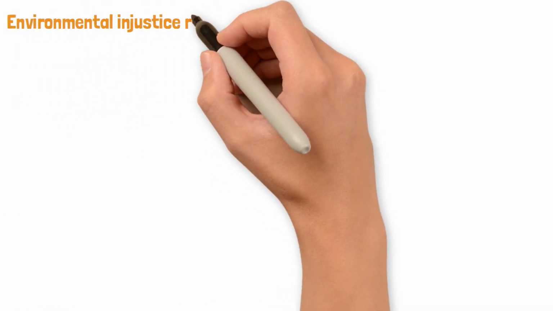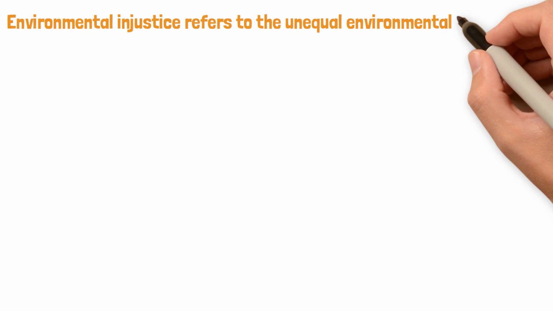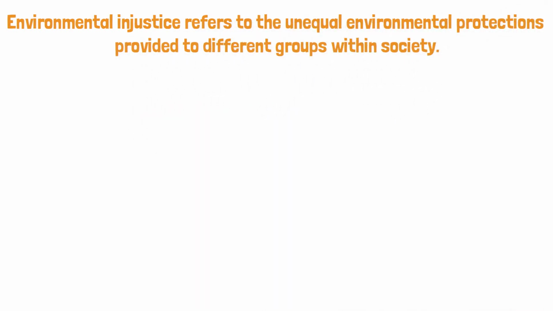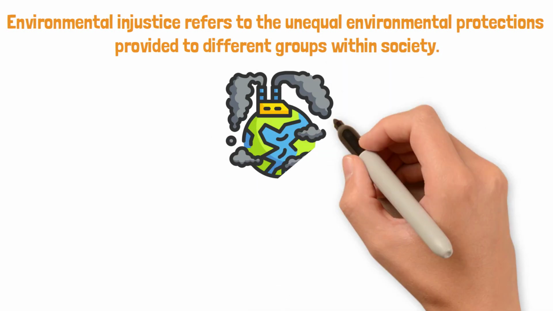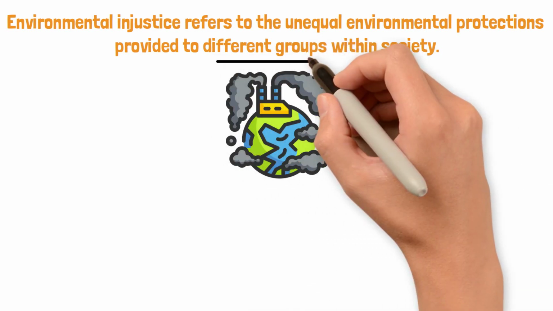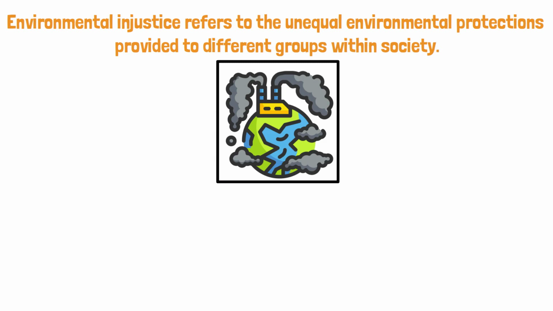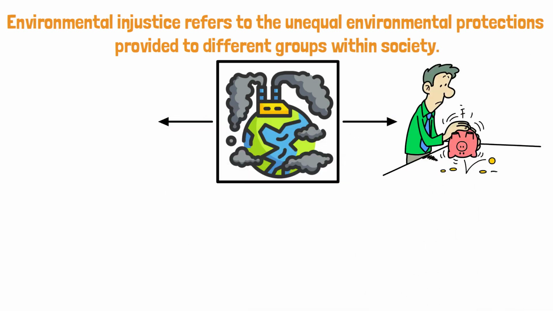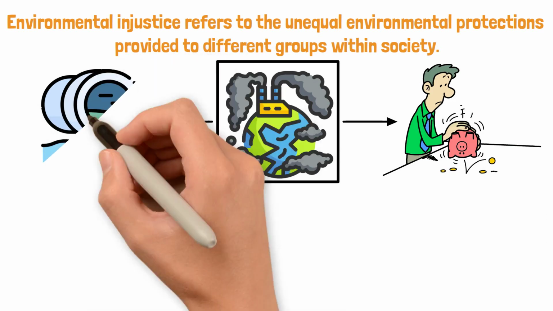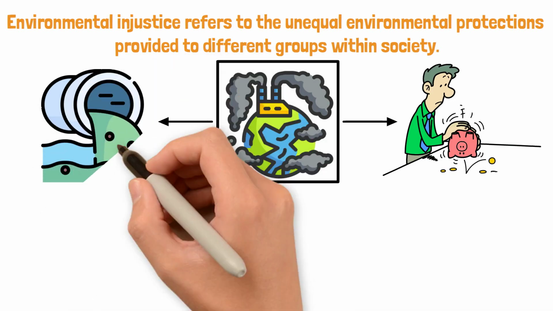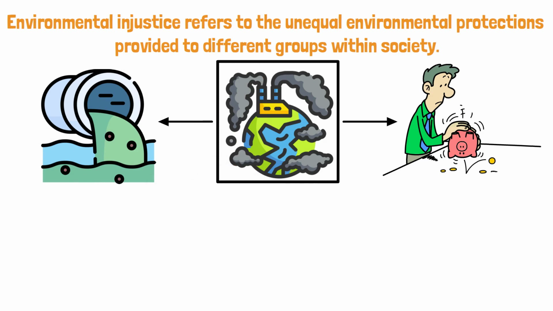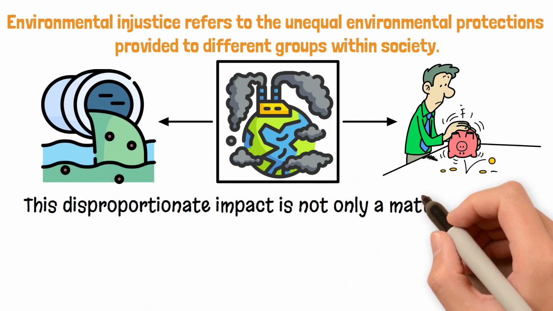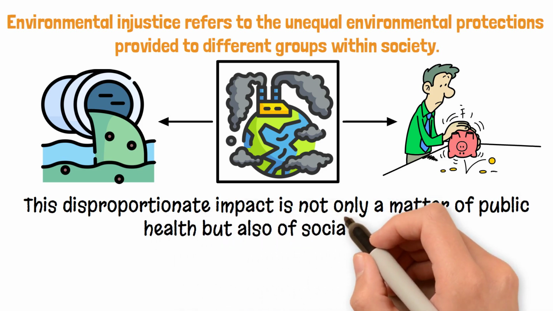Environmental injustice refers to the unequal environmental protections provided to different groups within society. It is a critical concept in understanding how pollution and environmental harm are distributed unequally across populations. Typically, the poor and minorities are disproportionately affected by pollution. They often live in areas with higher exposure to pollutants and have less political power to enforce change. This disproportionate impact is not only a matter of public health, but also of social equity.